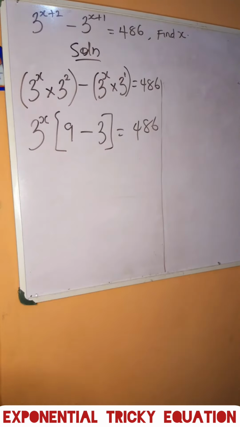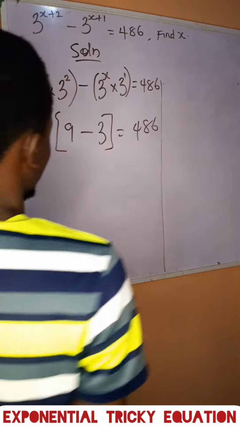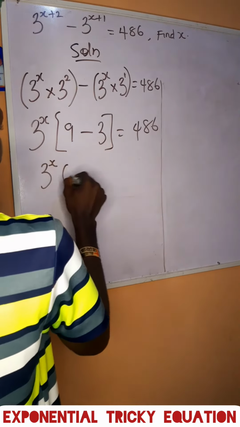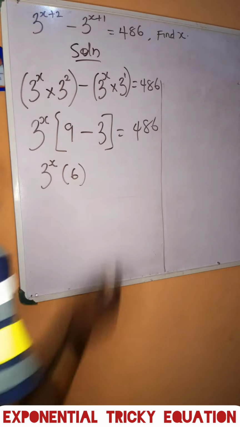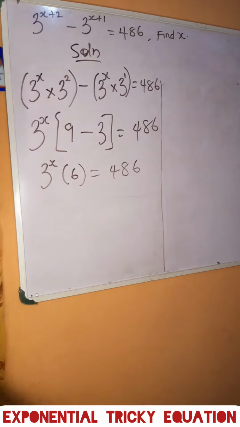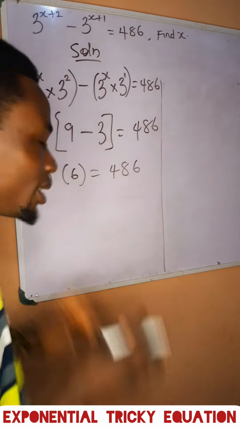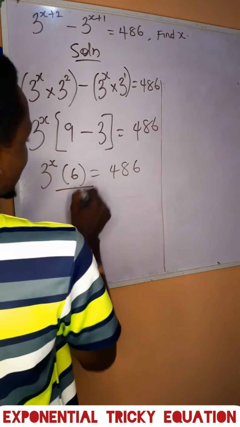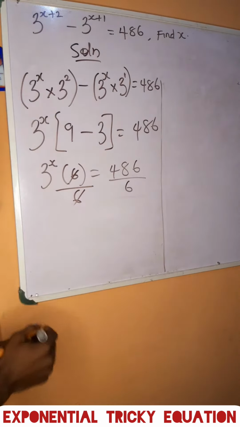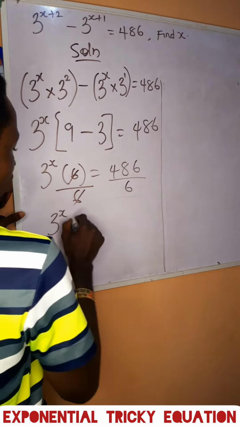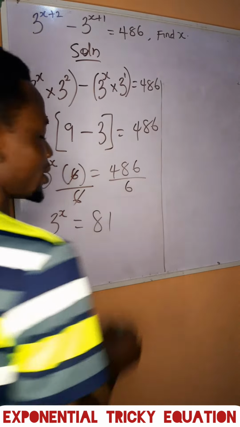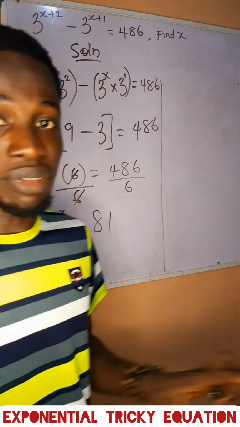486. Now let's analyze what is inside the bracket. So 9 minus 3 is the same thing as 6. So this is 3 to the power of x, then open bracket 6, because 9 minus 3 is 6, is equal to 486. So what is the way forward from here? The next thing I will do is divide both sides by the coefficient of 3 to the power of x. So divide by 6. What I have remaining is 3 to the power of x is equal to 486 divided by 6, which gives us 81. Now you see that it's coming back to what we are familiar with, right?